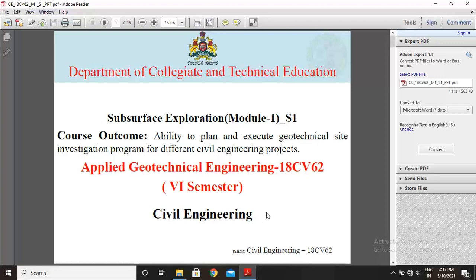Today I want to explain module 1, and the title of module 1 is subsurface exploration, session 1. The course outcome of this module is the ability to plan and execute a geotechnical site investigation program for different civil engineering projects. The subject title is Applied Geotechnical Engineering and the subject code is 18CV62 of 6th semester in civil engineering departments.